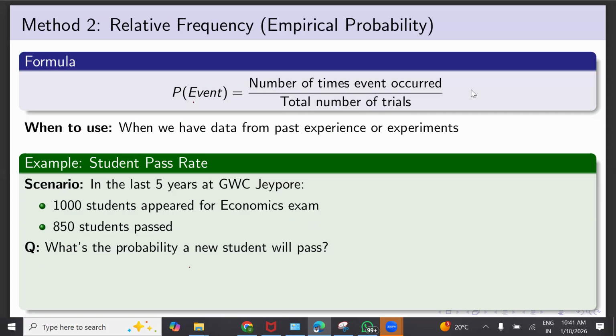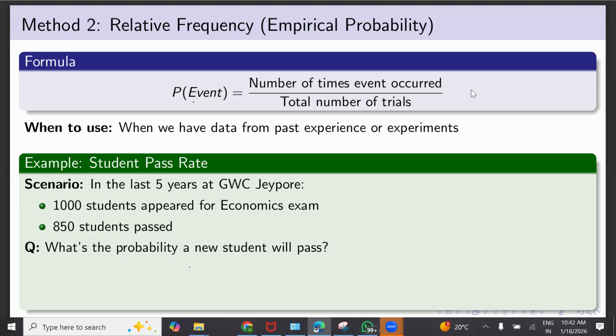So method 2. The first method is the classical method, which is very easy. The second is relative frequency, that is the empirical probability method. So what is the formula? The probability of an event is the number of times the event occurred divided by the total number of trials. When do you need to use this? When we have data from past experience or experiments.